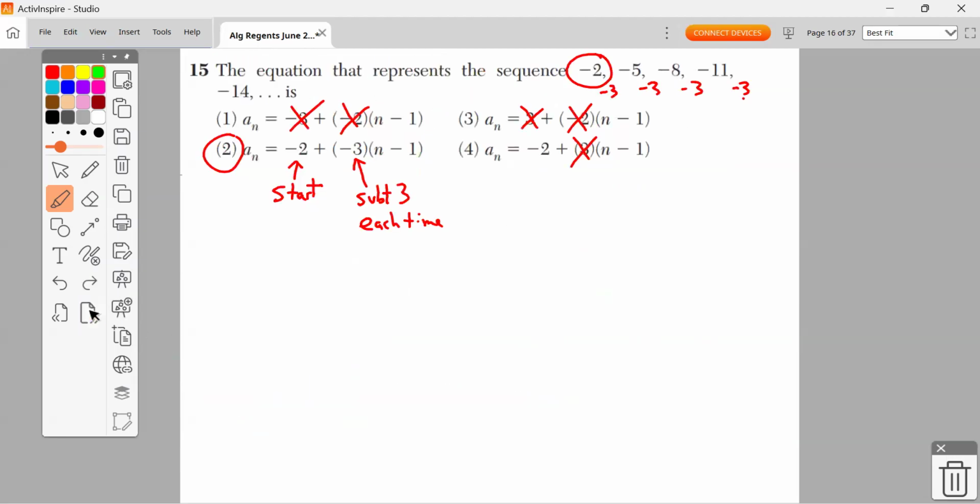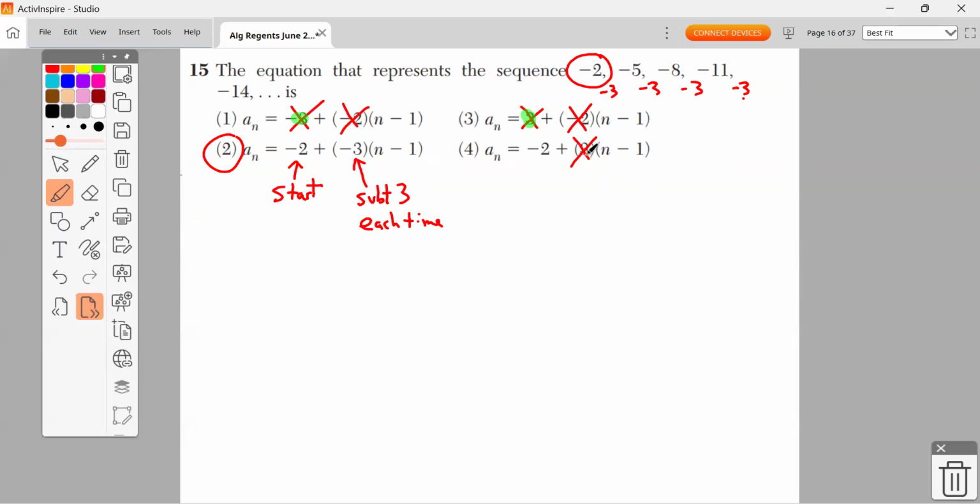In question number 15, the equation that represents this sequence is what? So what are we doing here? All right, we're starting at -2. So this one's wrong because this doesn't start at -2. This one doesn't start at -2 either. What are we doing each time? Well, to get from -2 to -5 to -8 to -11, we're subtracting by 3 each time. So -3 out in front times the previous term, right? N minus 1. It wouldn't be this one because this one is a +3. That would be adding by 3 each time.